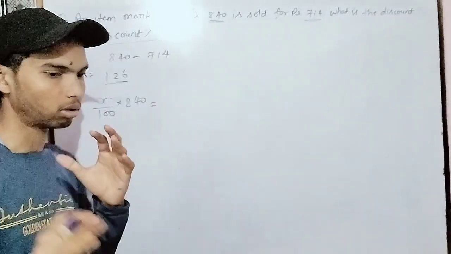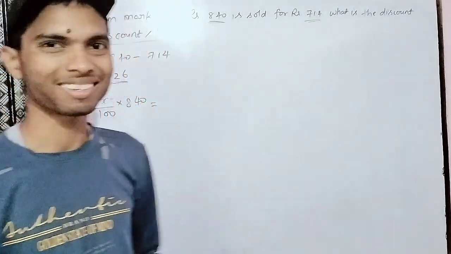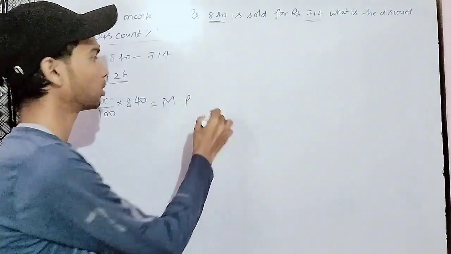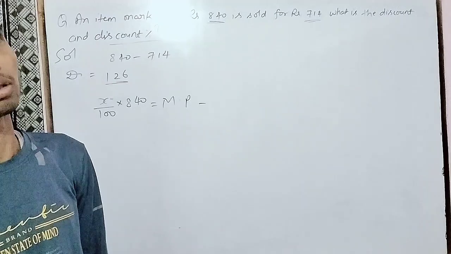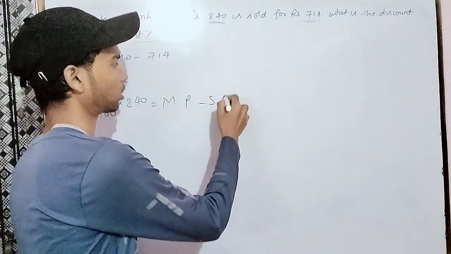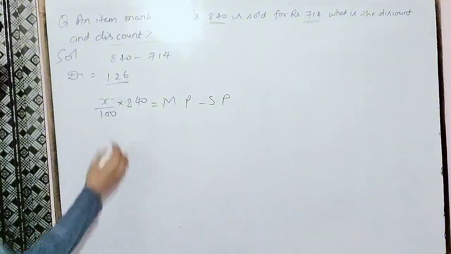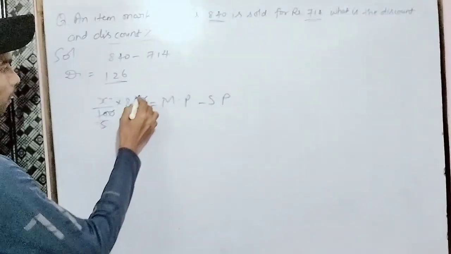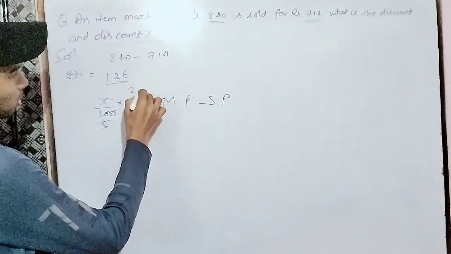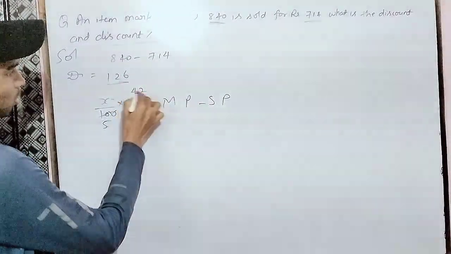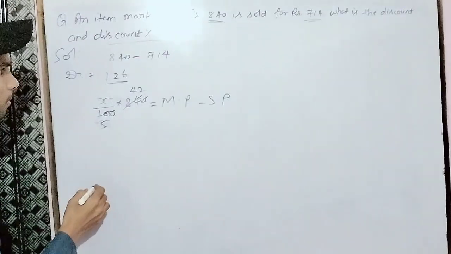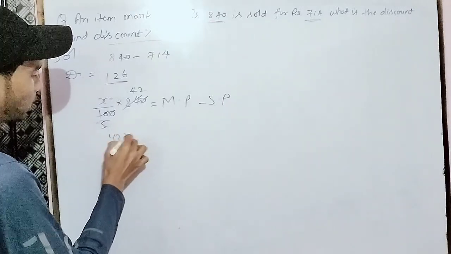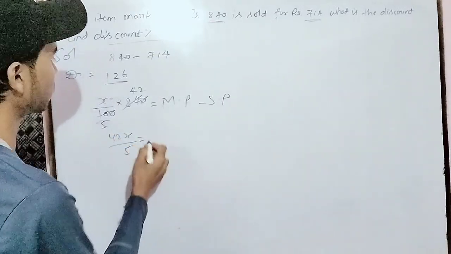which is a discount. Discount is equal to market price minus the sale price. So market price in short can be written as MP, subtract the sale price, which can be written in short as SP. And then after simplifying it, we have 42x upon 5.